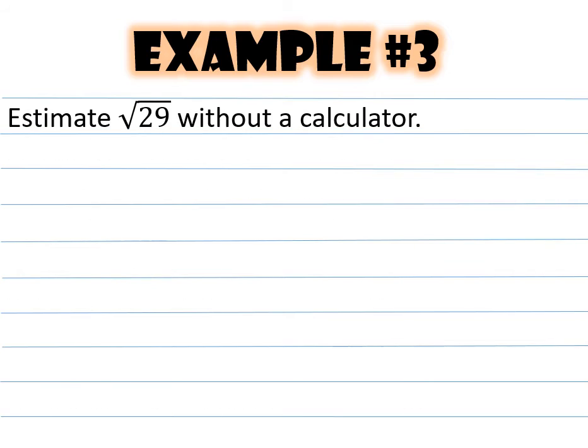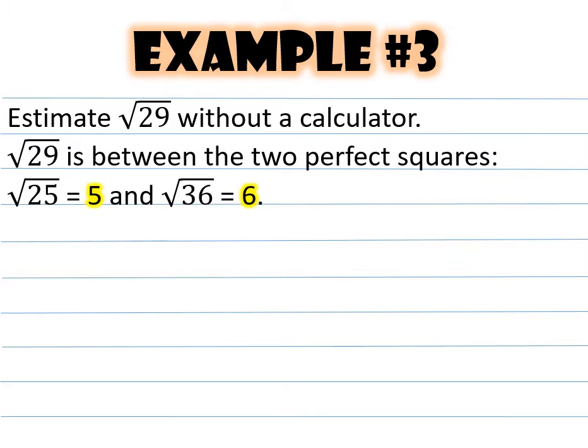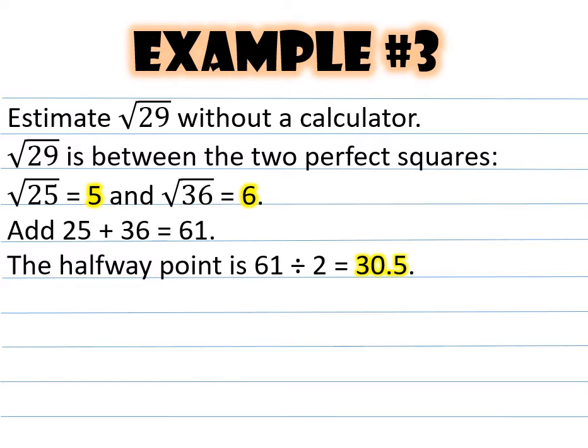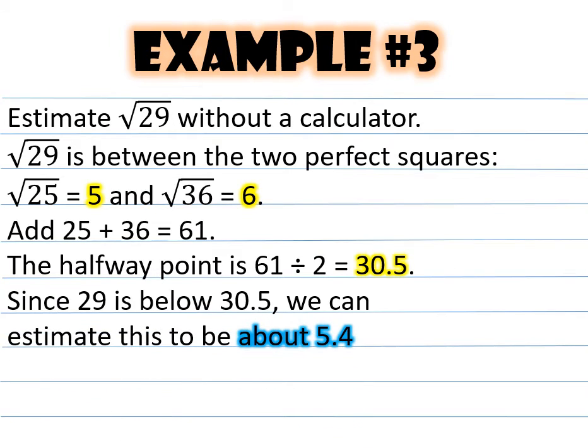Example number 3, estimate the square root of 29 without a calculator. Well, the square root of 29 is between 2 perfect squares. The perfect square, square root of 25, is worth exactly 5, and the square root of 36 is exactly 6. If you add 25 plus 36, it adds up to 61. Cut 61 in half, and you get 30.5. That's the halfway point between 25 and 36. Since 29 is below 30.5, we can estimate that the square root of 29 is about 5.4.